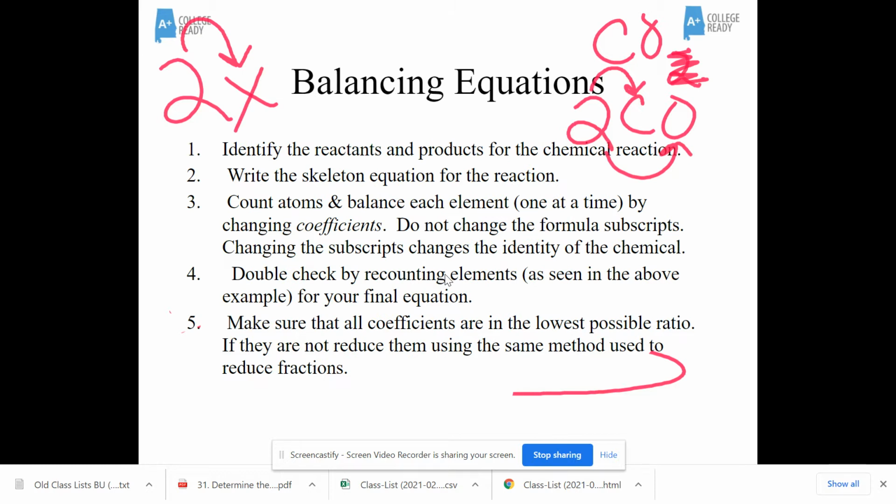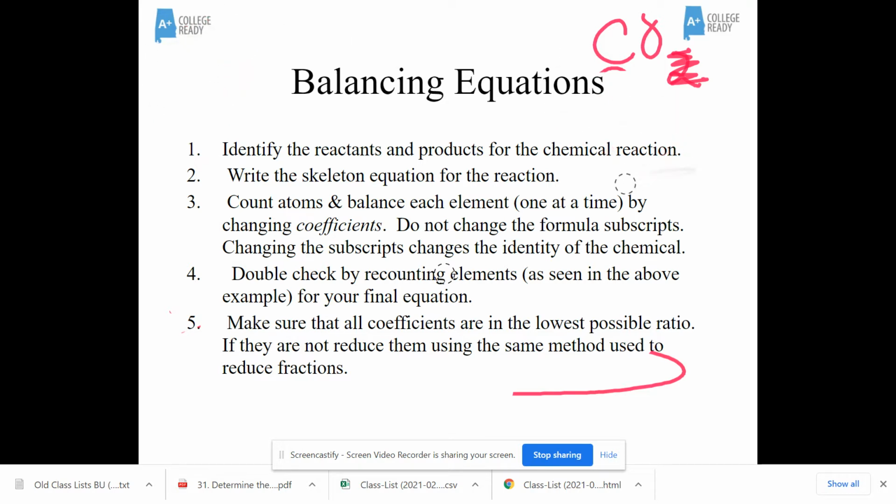So here are our steps for writing equations. We identify the reactants and products. We write a skeleton equation. We count the atoms and balance each one by using coefficients. We do not change the subscripts. And then this one is the one everybody's going to hate to do. We have to double check and triple check and quadruple check, and sometimes more than that, to make sure that it actually balances. Because every time you change one thing, it could change something else. So you're going to be constantly going back and rechecking.